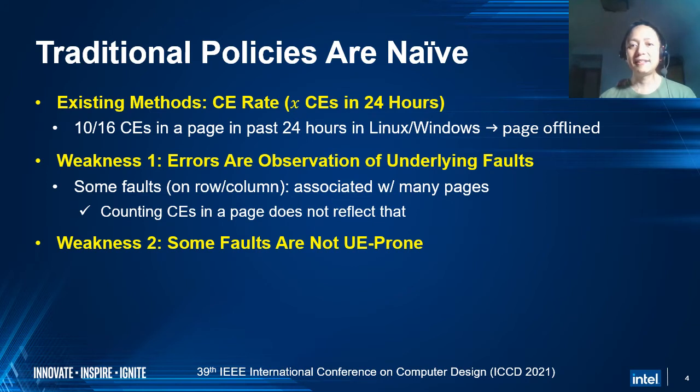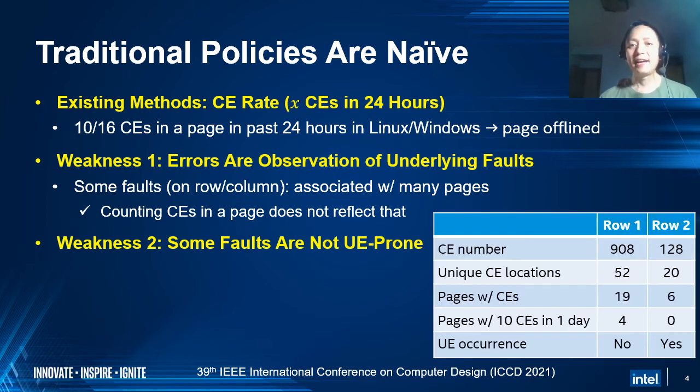The second weakness is that not all the faults are prone to UEs. Another real example shows that though row 1 or pages in the row encounter more CEs, row 2 is the one with UE occurrence. This indicates that CE rate is not a good indicator of future UEs.